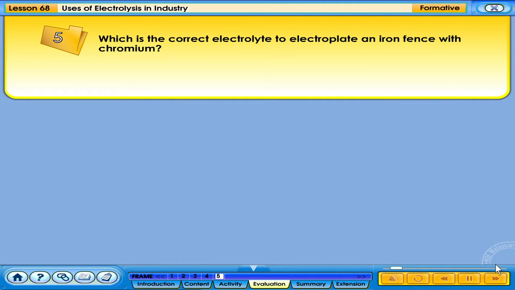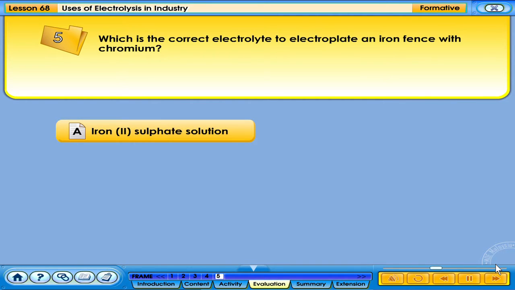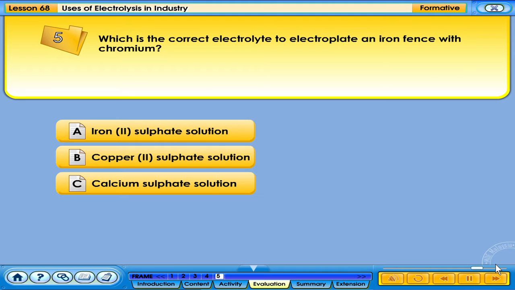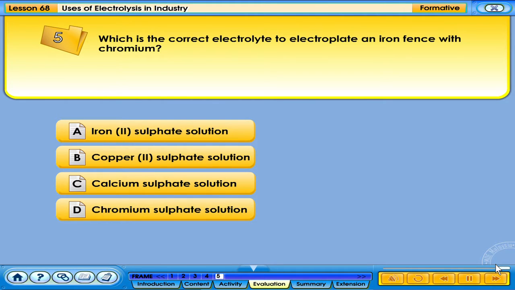Which is the correct electrolyte to electroplate an iron fence with chromium? A. Iron 2 sulfate solution. B. Copper 2 sulfate solution. C. Calcium sulfate solution. D. Chromium sulfate solution.